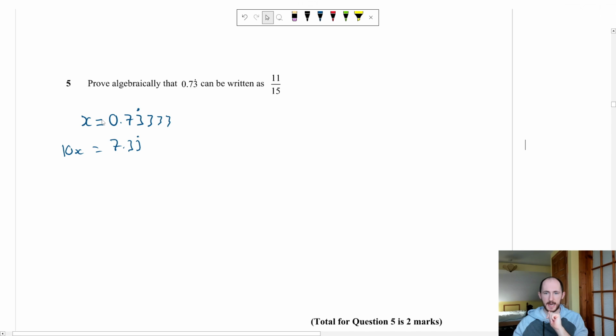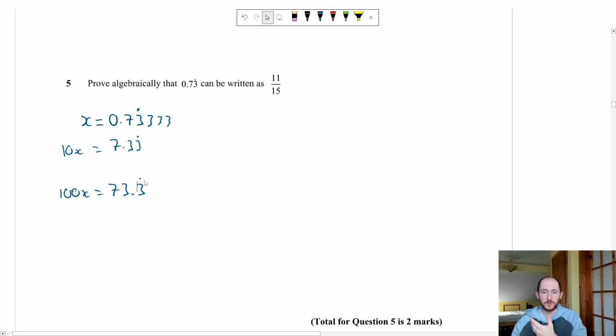So technically, if I do 10x minus x, that will get rid of the recurring decimal. If I do 100x, that would be 73.3 recurring. I can now do 100x minus 10x and get rid of the recurring decimal. I go 100x minus x and get rid of the decimal. So it doesn't actually matter. A lot of students will have this ingrained in them where it's like, oh, well, it's 1 decimal place that's recurring, so I need to do 10x. It's 2 decimal places, I need to do whatever. It really doesn't make a difference.